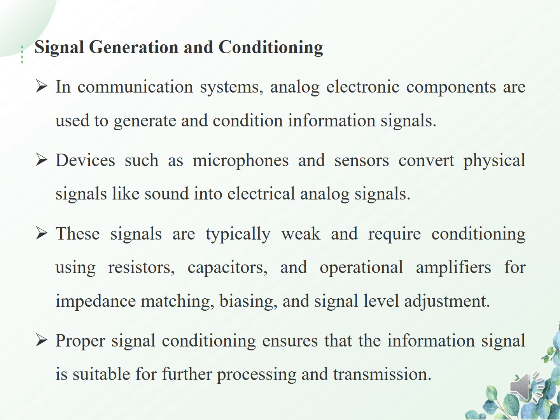So next is signal generation and conditioning. In communication systems, analog electronic components are used to generate a waveform and to condition the waveform. For example, oscillators are used to generate the waveform and filters are used to condition the waveform. And devices such as microphones and sensors convert physical signals like sound into electrical analog signals. These signals are typically weak and need to be amplified with the help of amplifiers. So for generation and conditioning of any communication signal, we need analog electronic components.